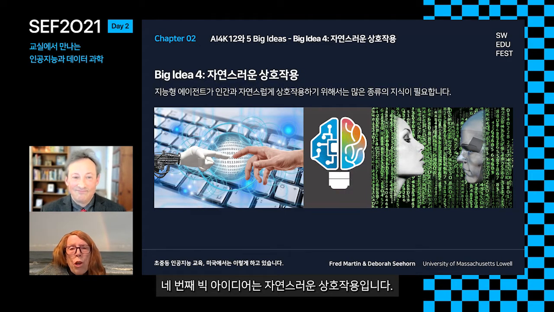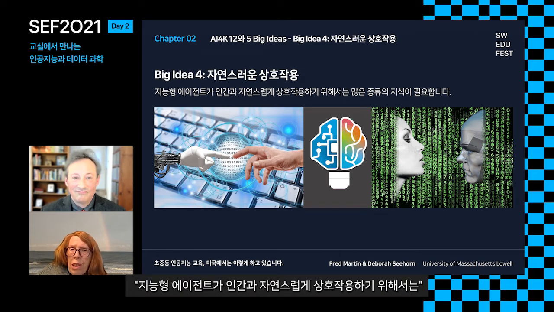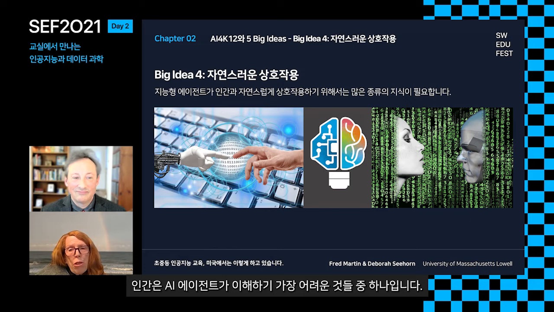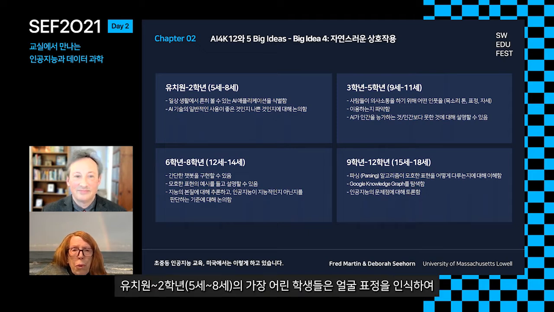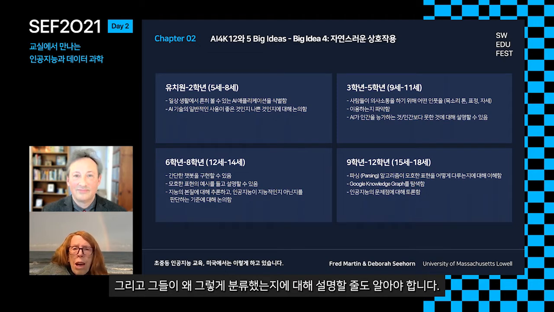Big idea 4 is about natural interaction. And the statement that describes that is that intelligent agents require many types of knowledge to interact naturally with humans. And humans are among the hardest things for AI agents to understand. A few things students should be able to do. The youngest students, grades K through 2, should be able to recognize and label facial expressions into appropriate emotions, such as happiness, sadness, and anger, and explain why they have labeled them the way they have.